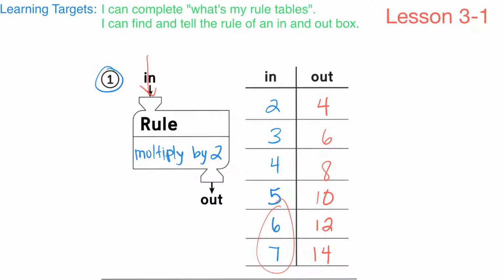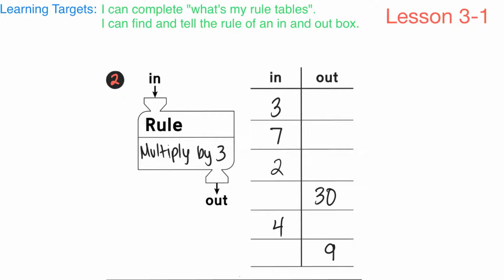So now we're going to take a look at problem 2. So if you would take a moment and copy down what you see coming up. So go ahead and take some time to copy down what I have here. So the rule for this table is going to be multiply by 3. Go ahead and copy down the numbers that you see here, 3, 7, 2, and then the out column 30, in column 4, out column 9. Go ahead and take a moment to copy that down. When you've copied it down, press play.